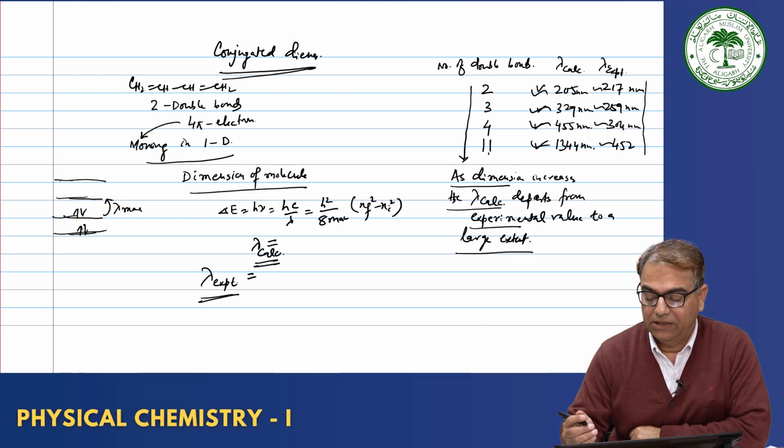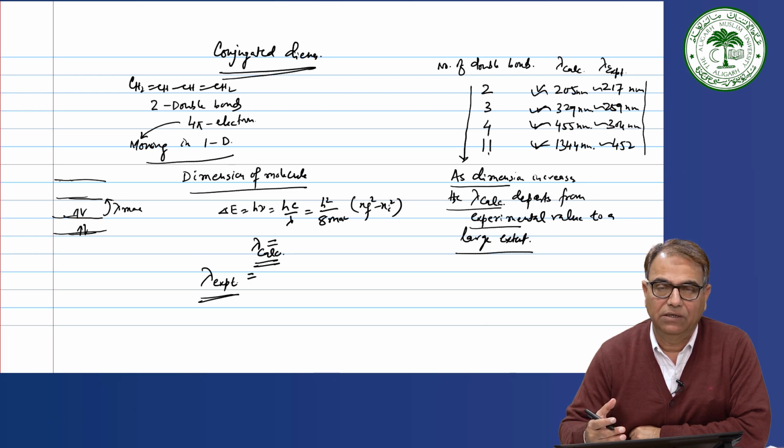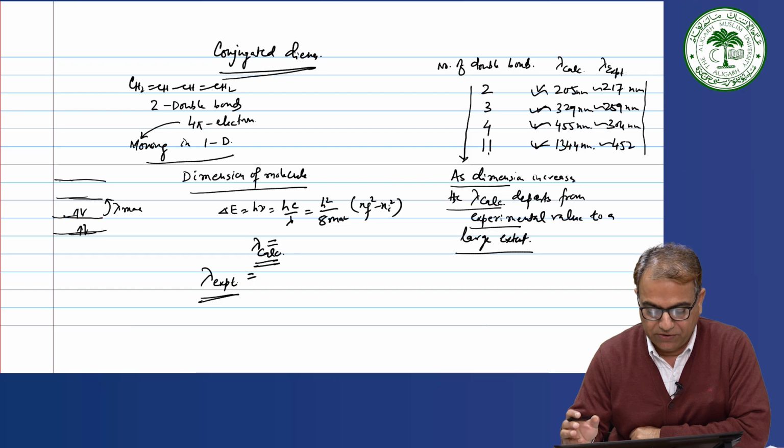And you see that if the system becomes large, the percent error is very high. So the result is if you apply particle in a one-dimensional box to conjugated dienes, you can say that the results are in very good agreement for smaller systems like dienes and trienes, but for larger systems with several double bonds of conjugated dienes, the results are very unsatisfactory.